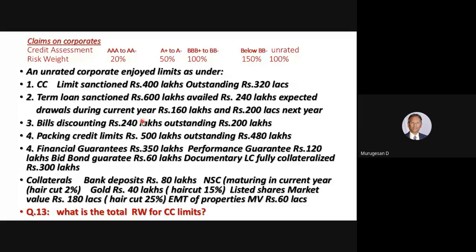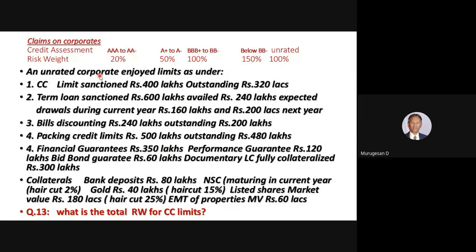Packing credit, 500 limit. Packing credit is also working up to the limit. Packing credit and bill discounting limits are all working capital. So 500 lakhs sanctioned, but he has drawn only 480. He may draw another 20 lakhs. He is eligible for the full sanctioned limit. So for the 20, you have to apply CCF. Here, don't apply CCF. Here you see, financial guarantee, full 100% CCF. First you apply CCF, then the risk category as applicable to the borrower.